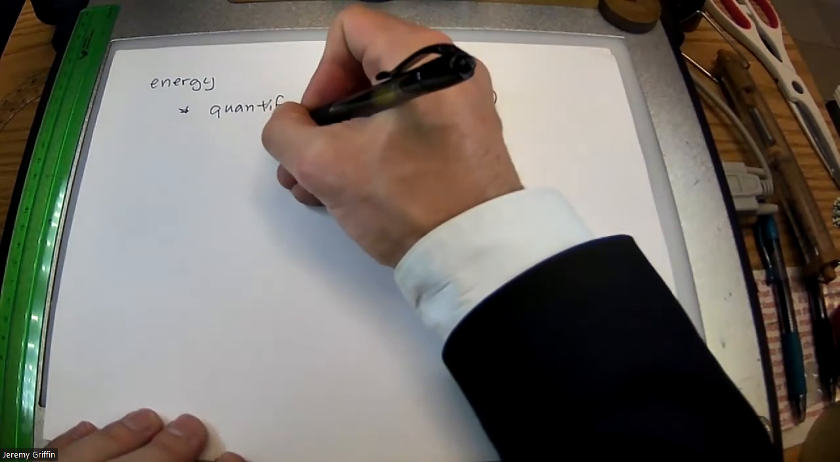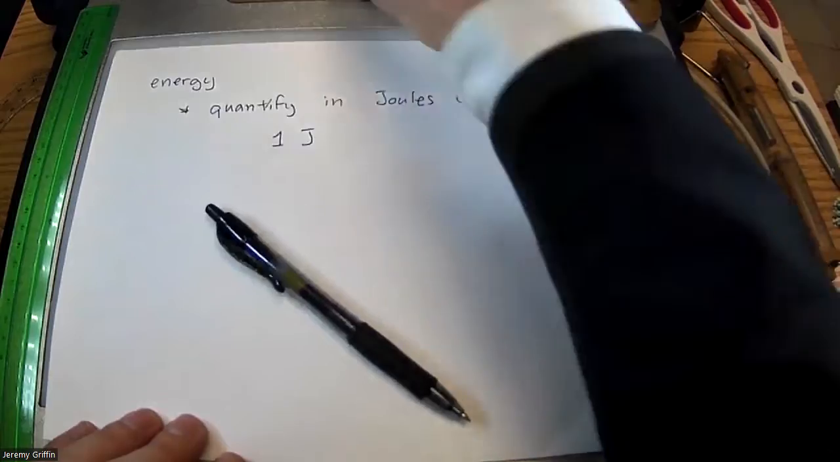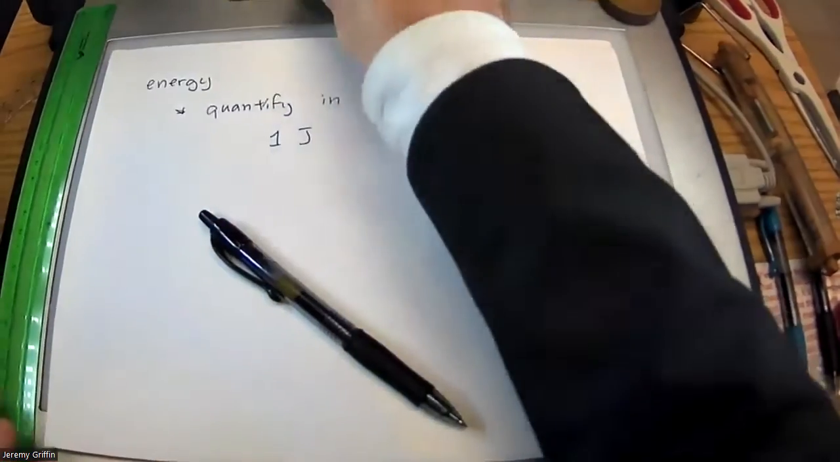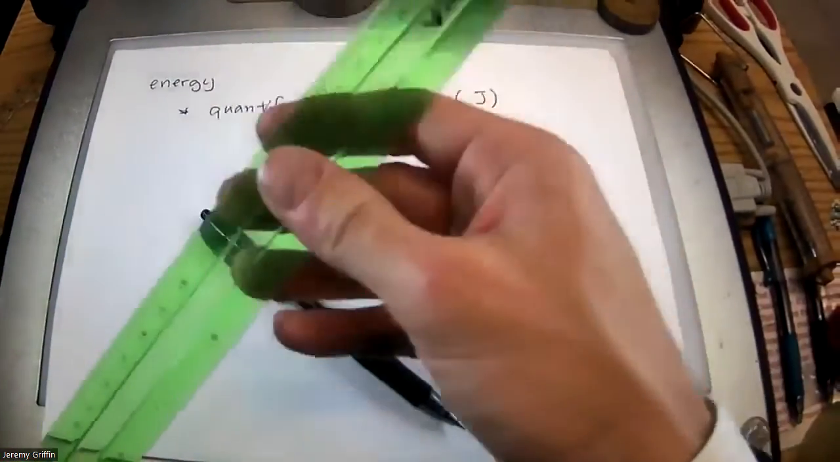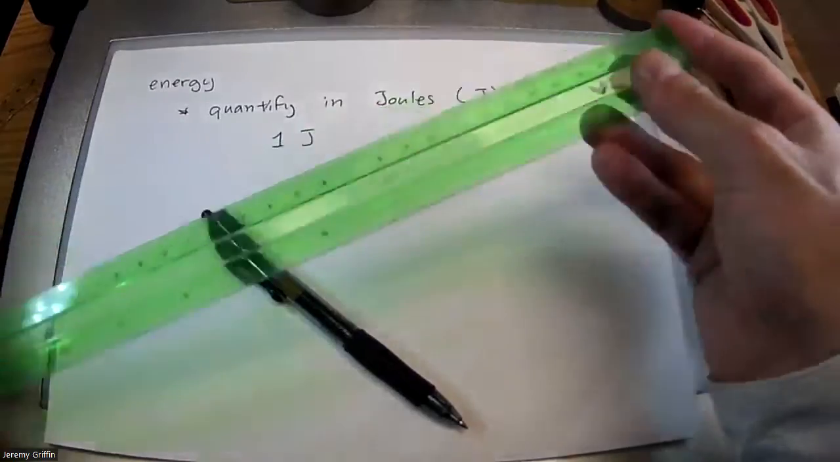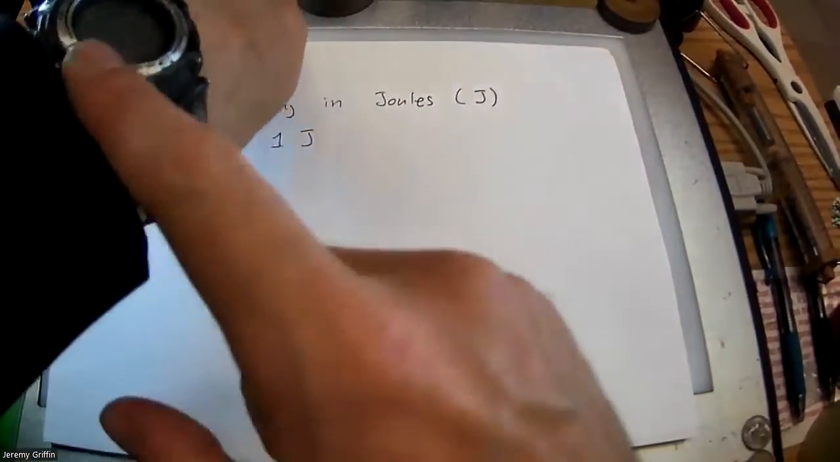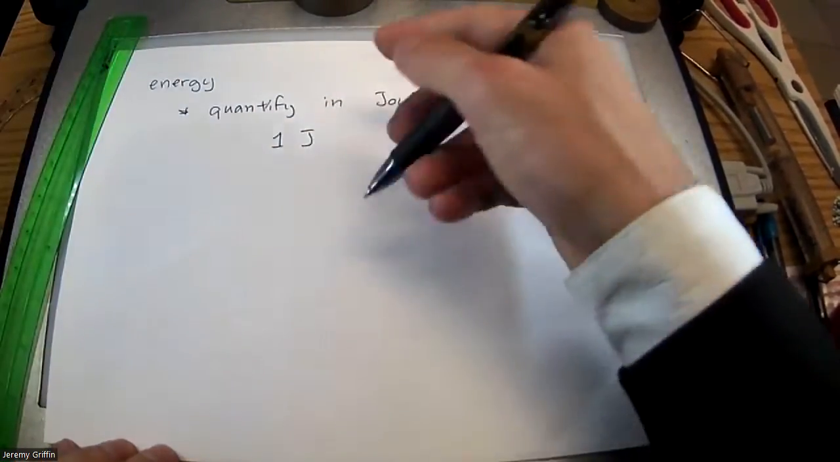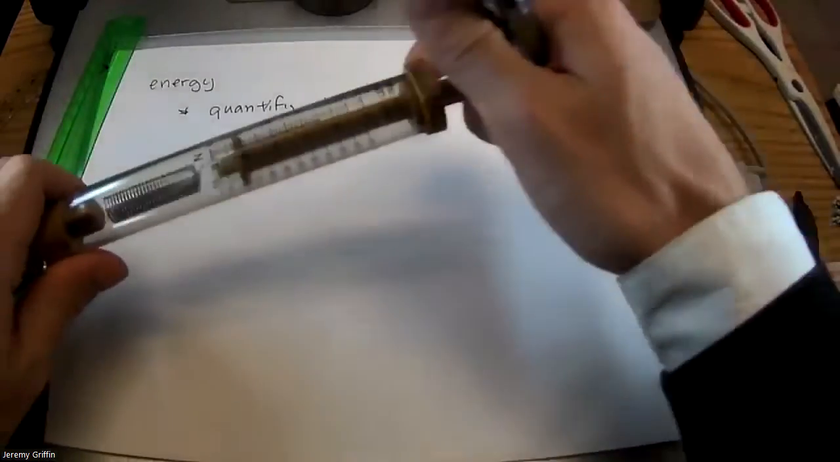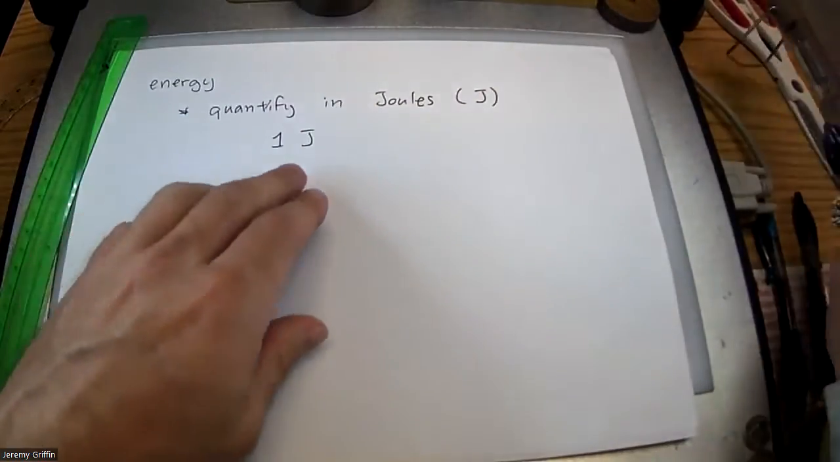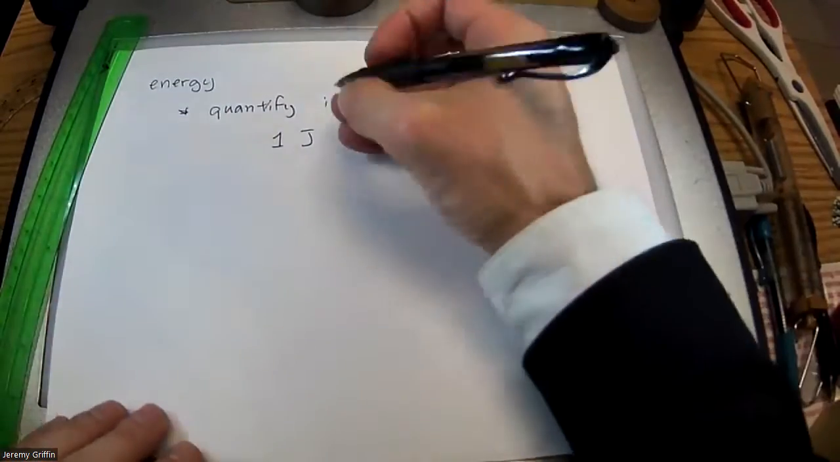Well, what is 1 joule? Because you guys know what a kilogram is. Here's a kilogram. You guys know what a meter is. Here's, well, about 0.3 meters. You guys know what a second is. Tick tock. You guys know what force is in newtons. Okay, so what the heck is a joule? How does it relate to those other variables?